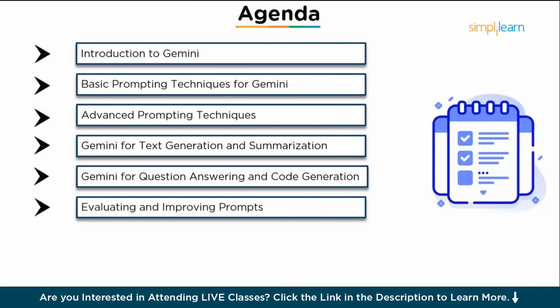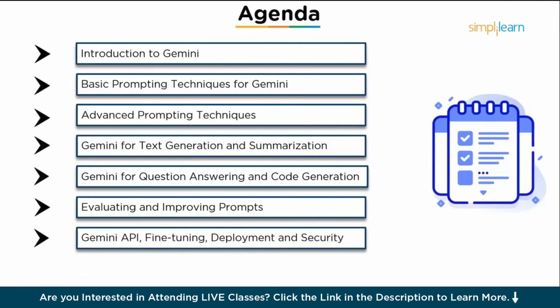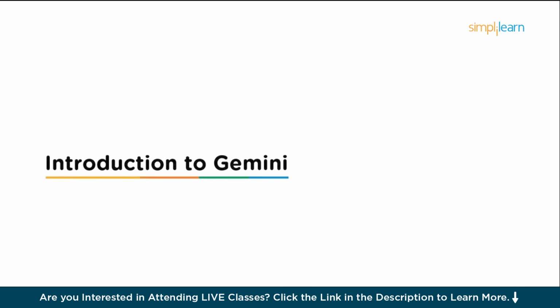After understanding these applications, we'll move into a crucial topic, which is evaluating and improving prompts, because getting great results often involves refining your approach. We'll discuss strategies to assess and enhance your prompting techniques. And finally, we'll touch upon Gemini API fine-tuning, development, and security. This will provide an overview for those looking to integrate Gemini into their applications, customize its behavior, and ensure secure implementation.